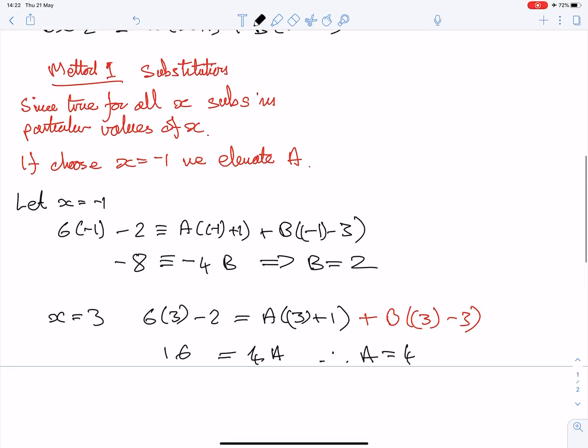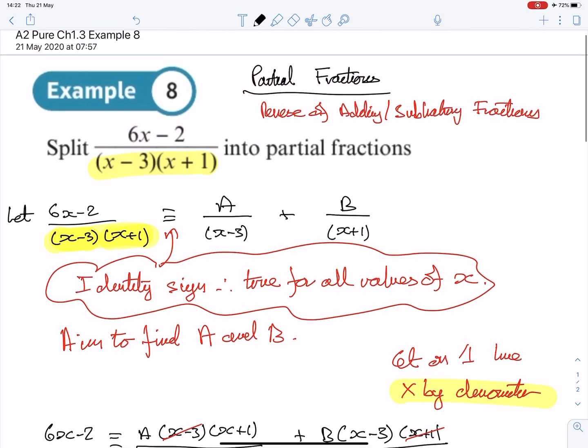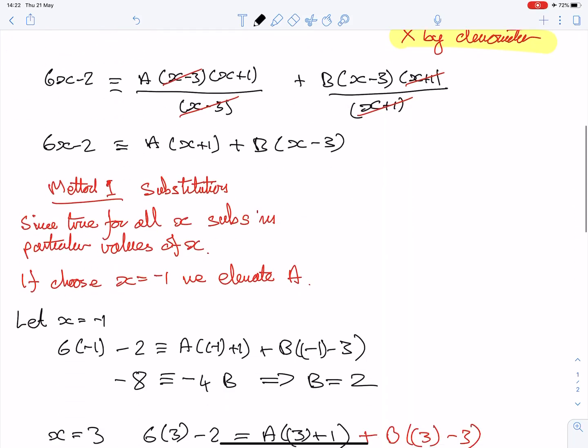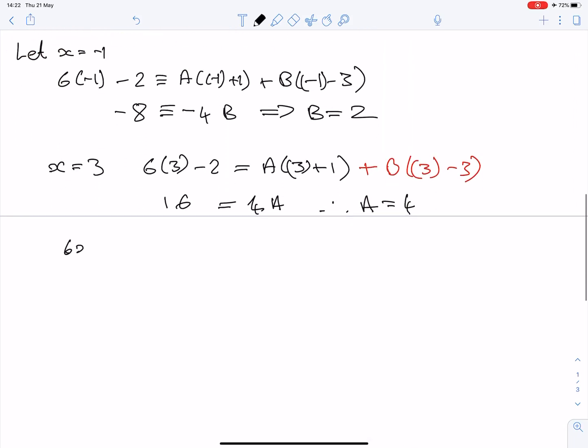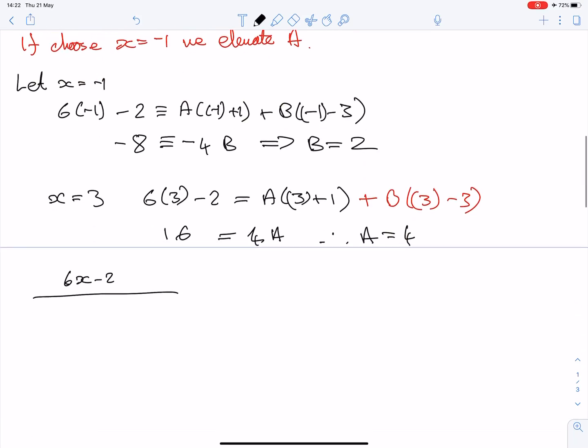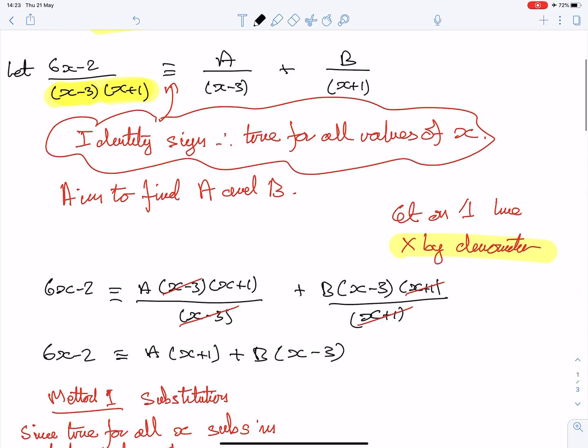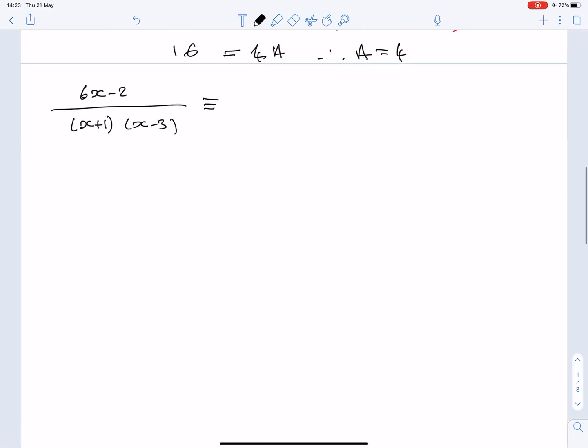And then our answer is, and it's important that we write out the answer because the question said split this into partial fractions, so just finding A and B isn't sufficient. So we've got 6x minus 2 over x minus 3, x plus 1 is identical to, we've got A as 4, so that's 4 over x minus 3, plus 2 over x plus 1 as our final answer.